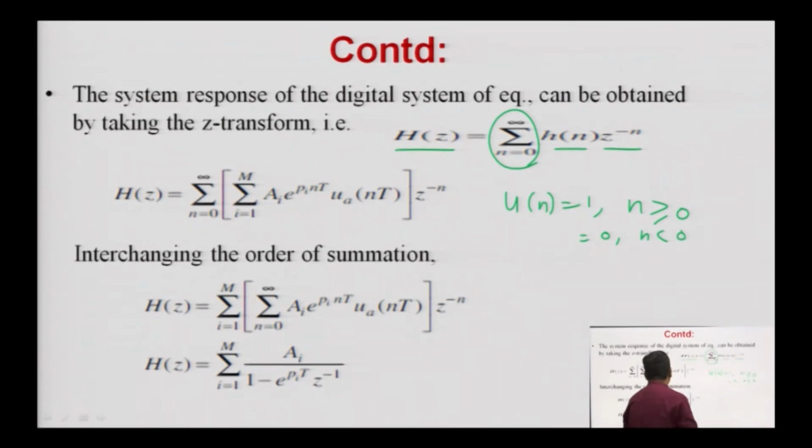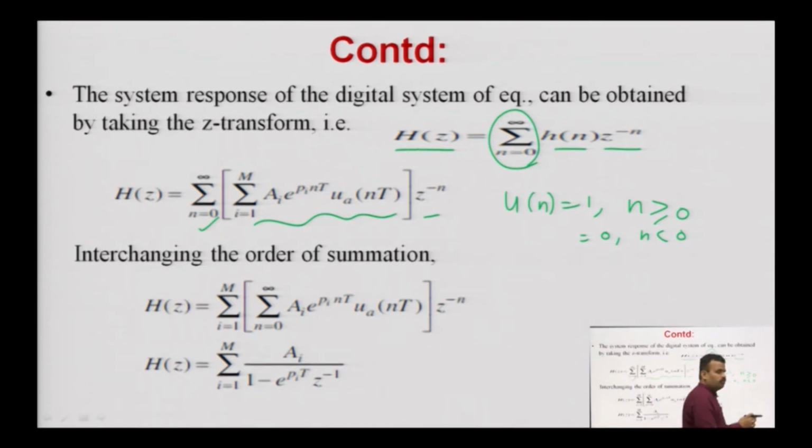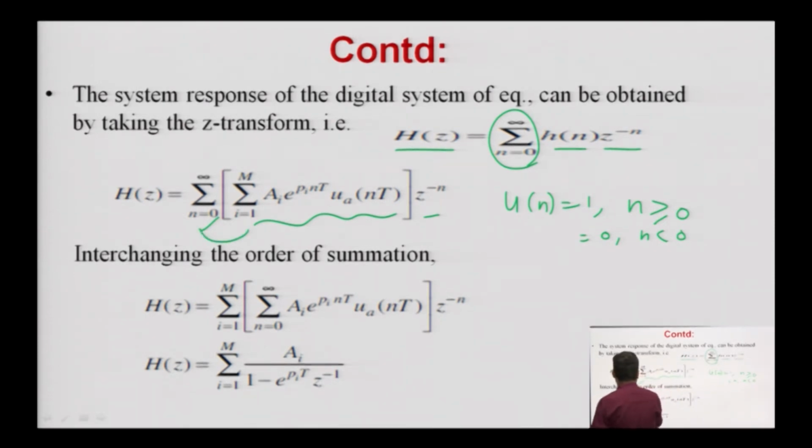Now you are taking the z transform. So it will be summation n from 0 to infinity, and this is the value of h of n that you got in my previous part, into z to the power minus n. Now you have to apply the formula here. So you have to change the order of summation. It means this one will go here and that one will go there. So it will be i from 1 to m and n from 0 to infinity, a i e to the power p i n t into u of n t into z to the power minus n.